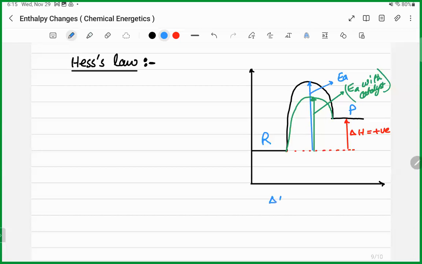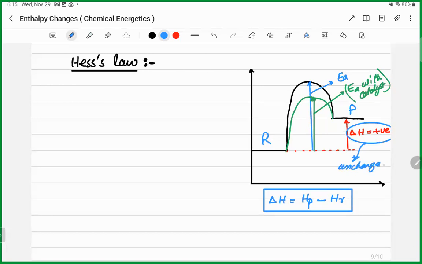Because delta H is basically the enthalpy of product minus enthalpy of reactant. If you are getting the same product from the same reactant, तो ये तो कभी भी change नहीं होगी ना, है ना? No matter with catalyst बन रहा हो या without catalyst बन रहा हो, and this diagram is a proof. Can I say that this value remains unchanged? ये change नहीं हुई. And this is a statement of Hess's law.